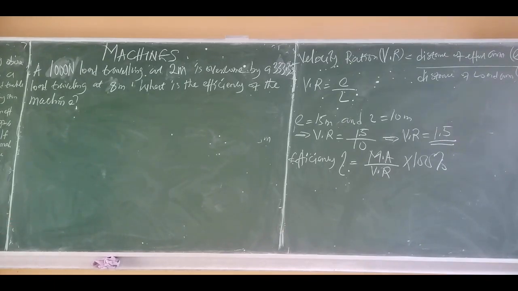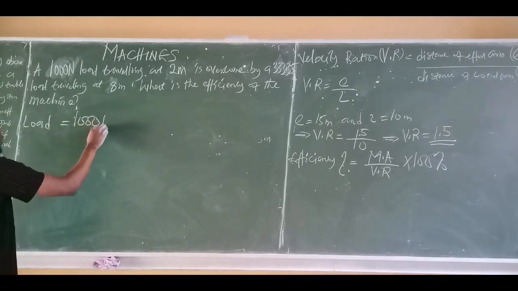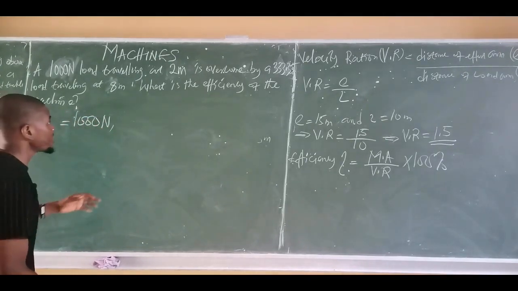The question says overcome by a 333.35 newtons load, so they didn't tell us if it's the effort or the load. But a way to differentiate the load and effort is simply by their value. The load must always be larger than the effort itself. So the effort here is the smaller load, which is 333.35 newtons. The larger value force is called the load, and therefore the load is equal to 1000 newtons, and it is traveling at 2 meters.